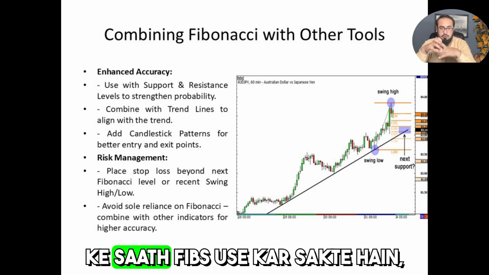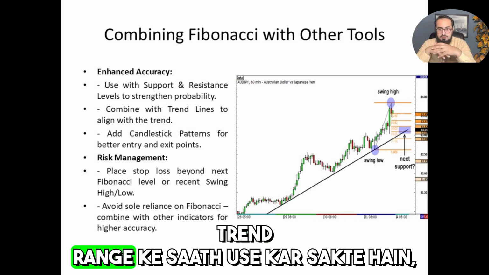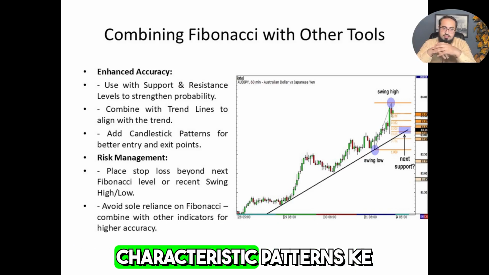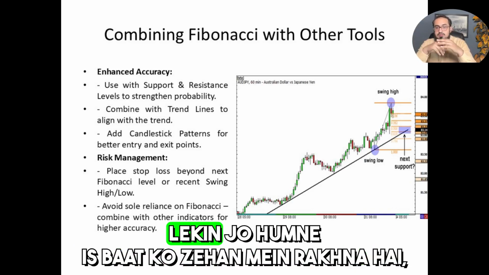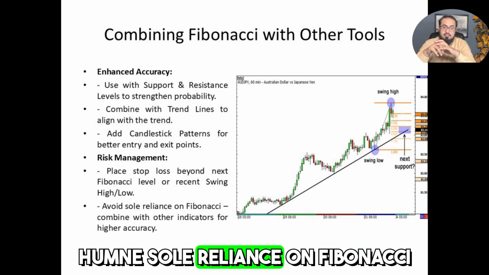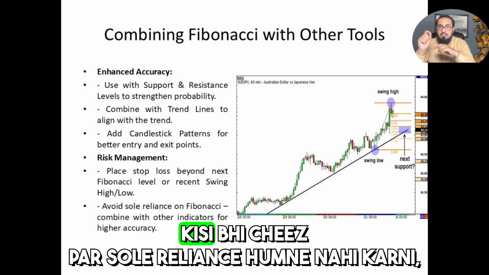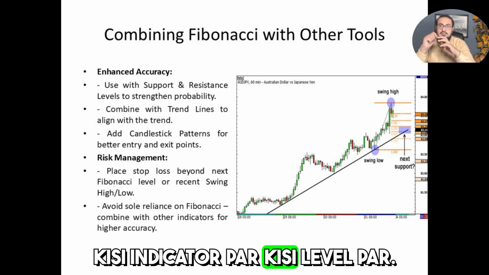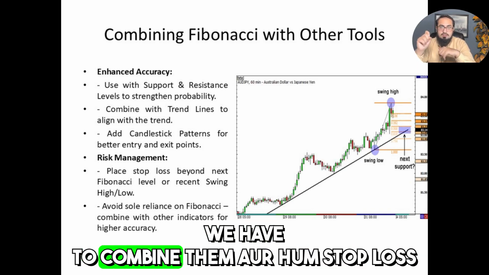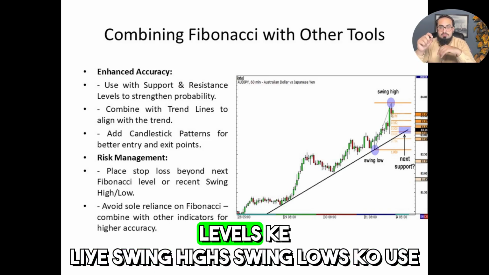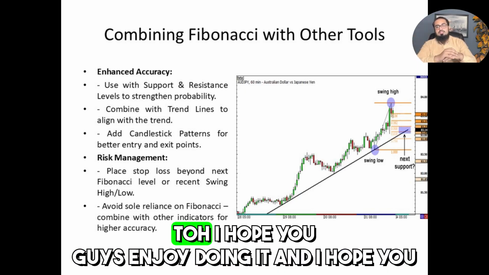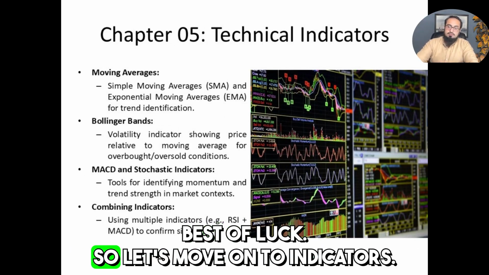Now we can use fibs with support and resistance, with trend lines, and with candlestick patterns. But what we have to keep in mind is not to use 100 levels of Fibonacci or rely directly on anything. We should not rely on any single indicator or any level. We have to combine them. And we can use swing high and swing low for stop loss levels. This is very simple, so I hope you enjoy doing it and I wish you the best of luck.